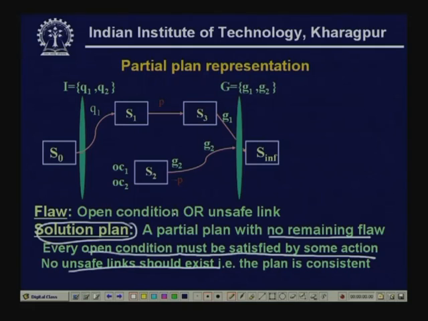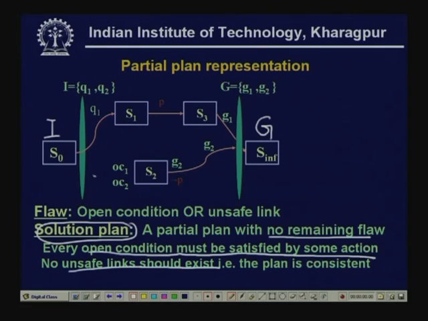Now, this is a representation of the partial plan. We introduce two distinguished states, S0 for the initial state and S-inf for the goal state. We will consider that the initial state description is an effect of the initial step. So, if in the problem the initial state is Q1, Q2 and the goal desired to be achieved is G1, G2, then we will have an initial state S0 whose effects will be Q1, Q2.